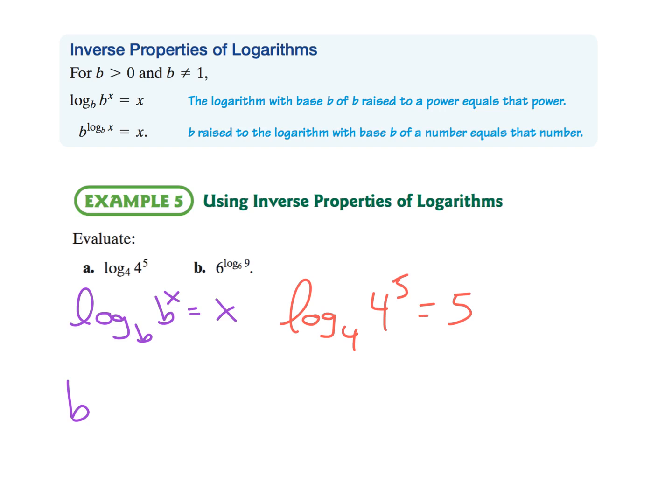Again, with the second property, b raised to log base b of x is equal to x. So if we have 6 to the log base 6 of 9, that also has to be equal to 9. But like I said, these two properties you'll see a lot more than the first two properties.